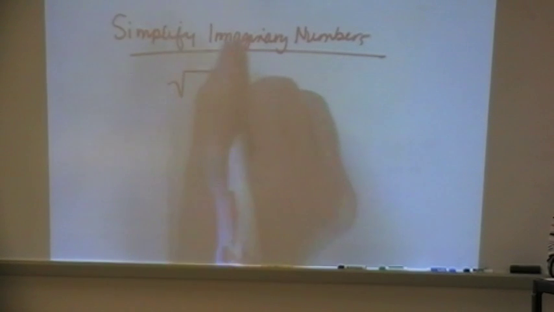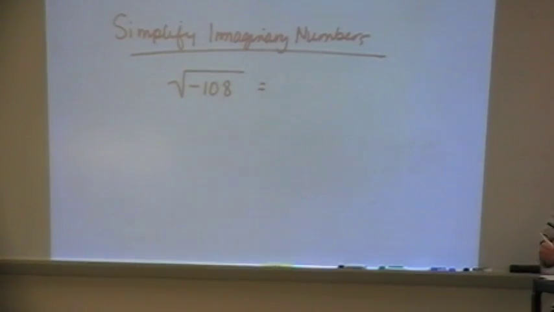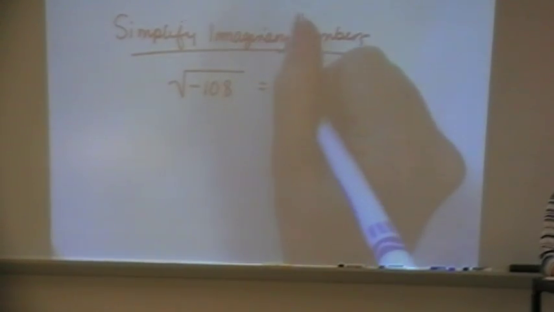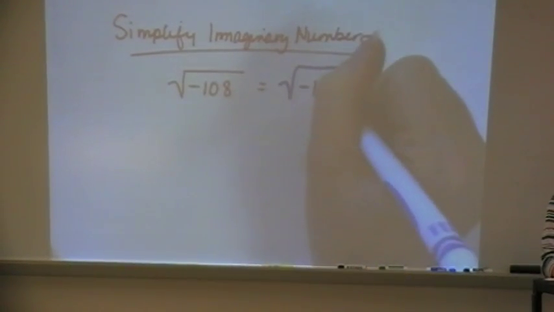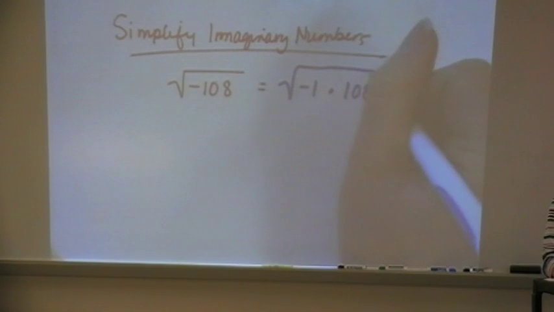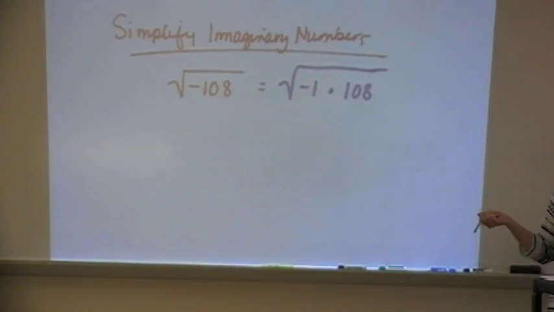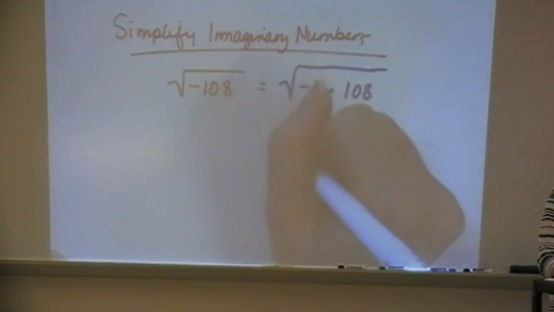So for example, the square root of -108. 108 is not a perfect square. When I look at this, I know you're going to take the shortcut and it's fine. I just want to make sure that I tell you the truth. You're going to look at it like this, square root of -1 times 108. Because you can take the square root of -1, it is i.